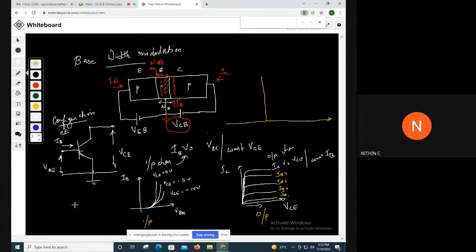So if that is the case, how will we redraw this figure? That's the question now. How will we redraw this figure when the base width is modulated?